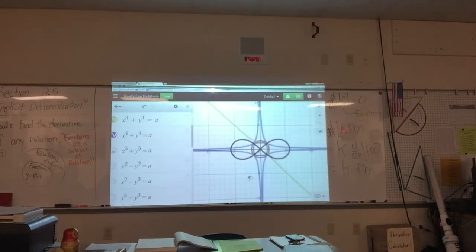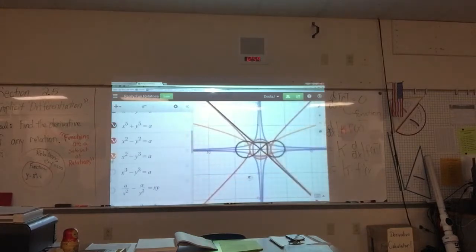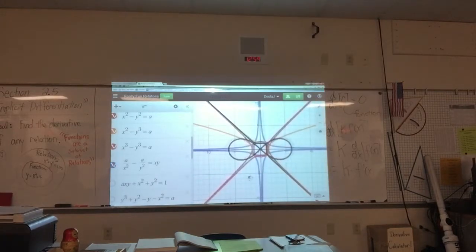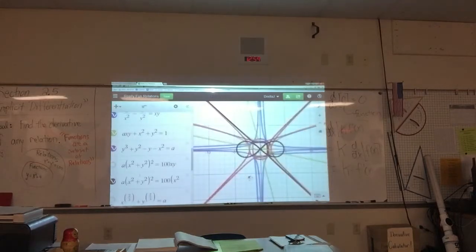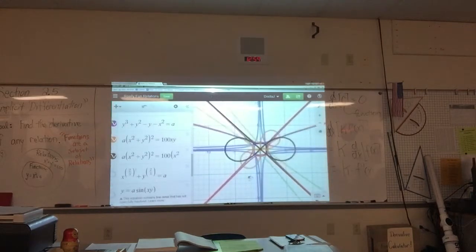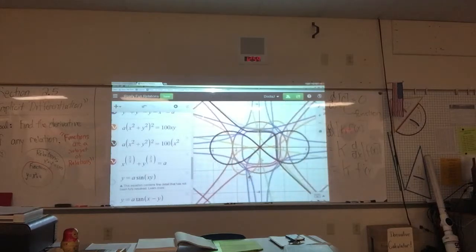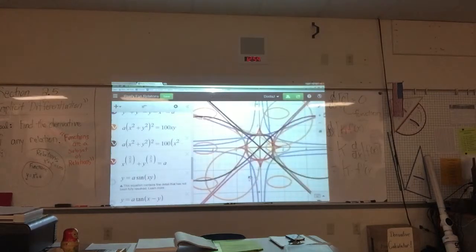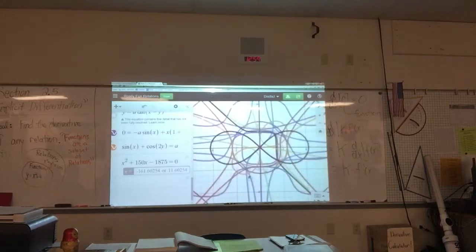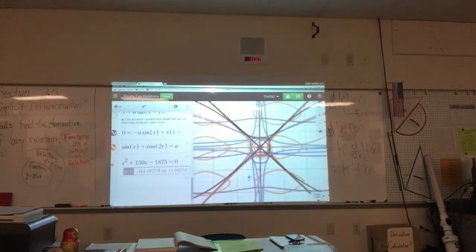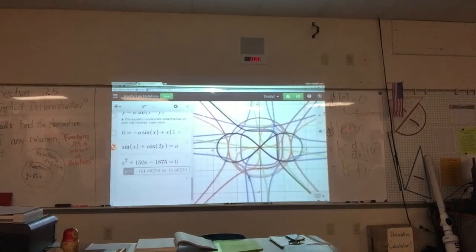Keep going. It's literally blowing my mind right now. Look at how they are connected here. Oh my goodness. What's that last one though? I don't know why I have this one, it's just like a parabola. It's not interesting.